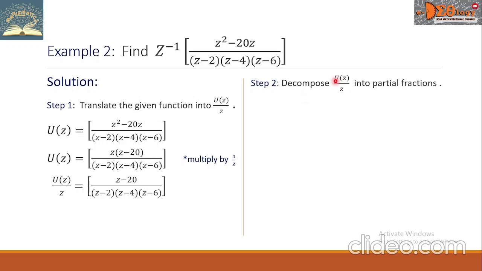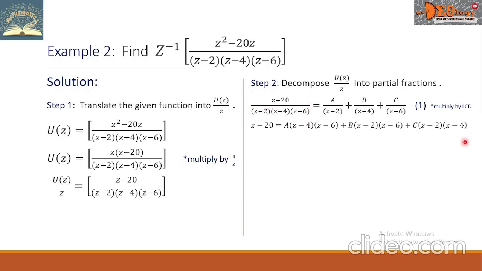We decompose the U of z over z into partial fractions. So the fraction here is now written as A over z minus 2 plus B over z minus 4 plus C over z minus 6. This is equation 1, and the next step, we multiply this equation by the LCD. Remember again, the LCD is the denominator of the fraction on the left side. Multiplying this by the LCD, this is the resulting equation.